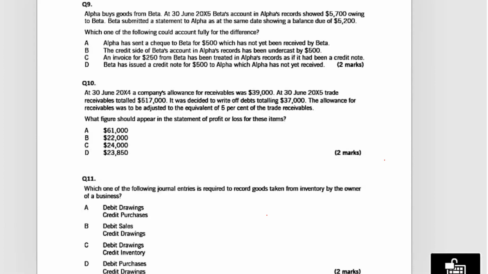Sorry, sir, so when we see any question that is talking about a credit note, we think of a reduction, is it? It's a purchases return. You have purchased some goods, then you return the goods. Yes, you have gotten it.